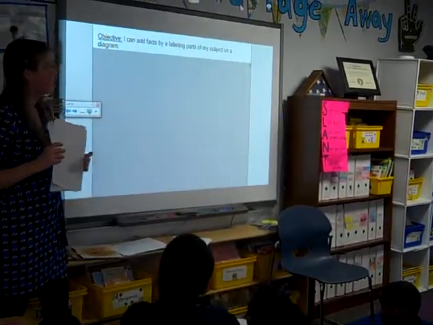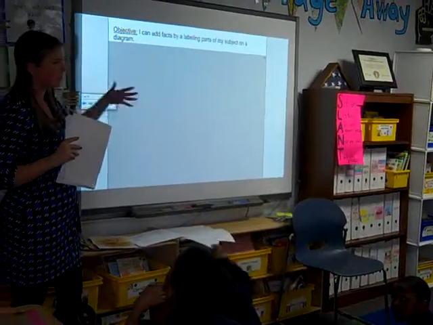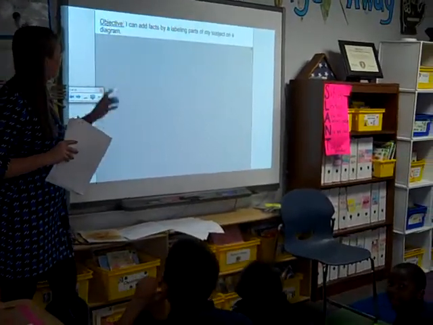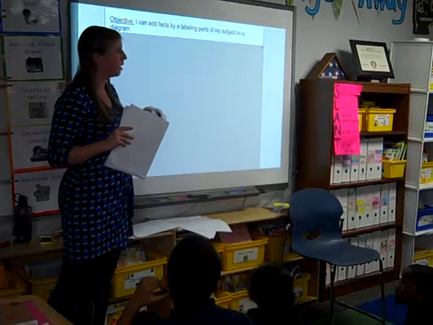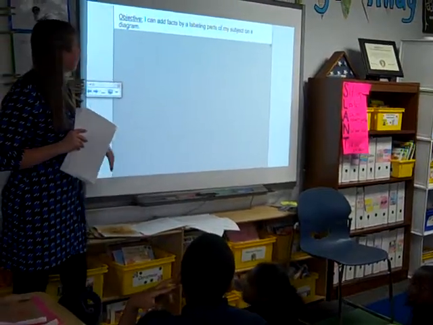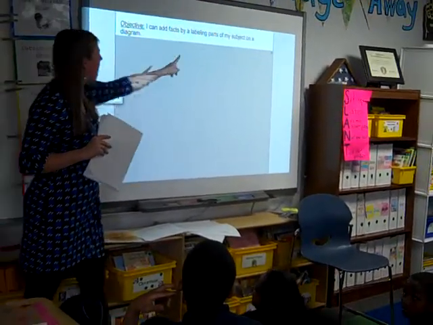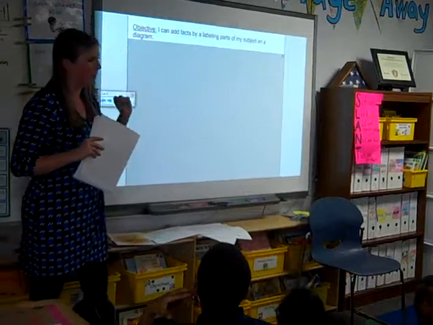So our objective for today is: I can add facts by labeling parts of my subject on a diagram.